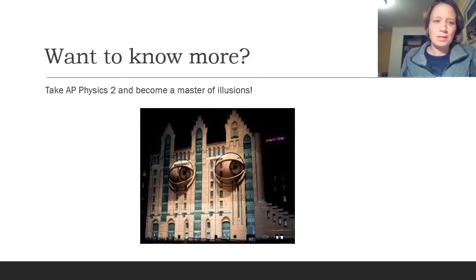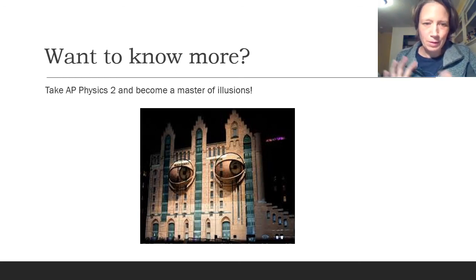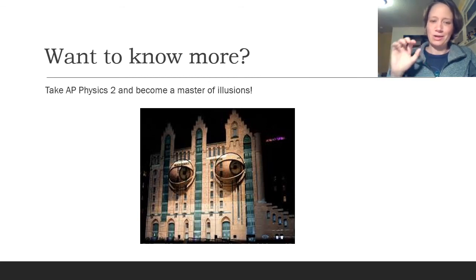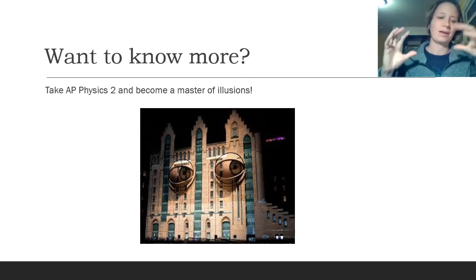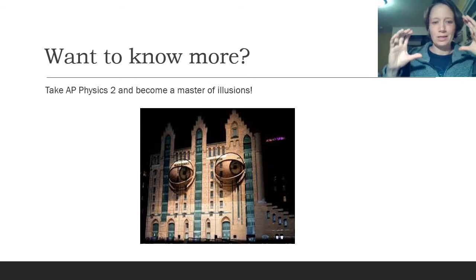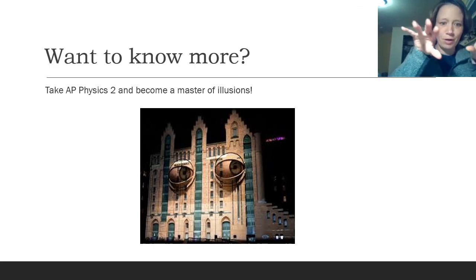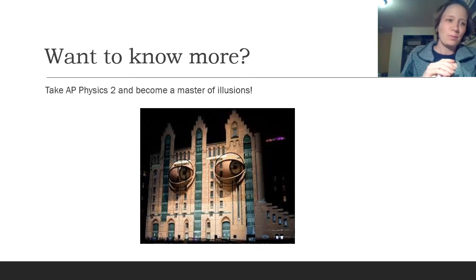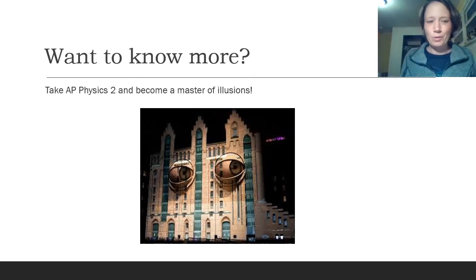All right, so if this has piqued your interest, then I hope you'll consider taking AP Physics 2 at some point in your career to become a master of illusions. This photograph here is something called 3D projection mapping, which is where people project images onto buildings to make the buildings appear like they're alive or animated or moving. Imagine walking by this massive building. It's like a cathedral or something, and there are these 2 eyes, and they probably follow the people as they walk along the building. So pretty awesome. You won't necessarily be able to do that after taking AP Physics 2, but you'll be a lot closer than you are now.